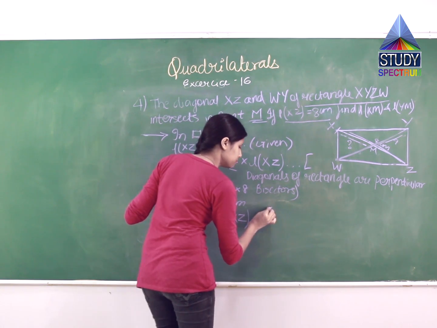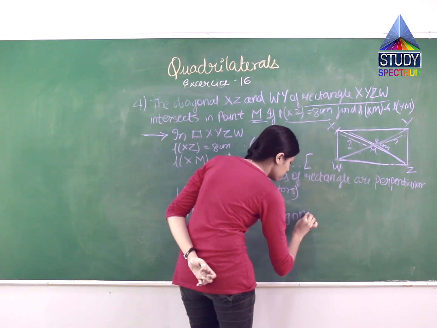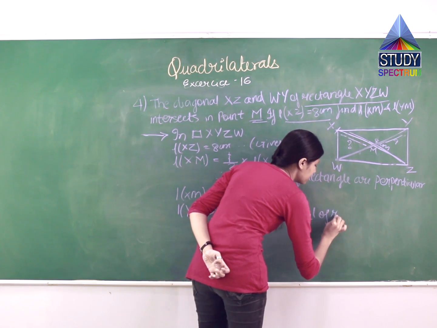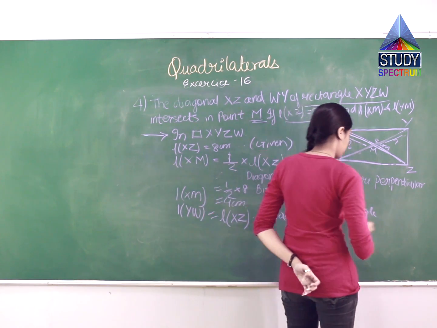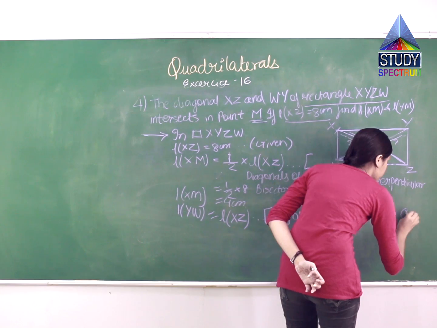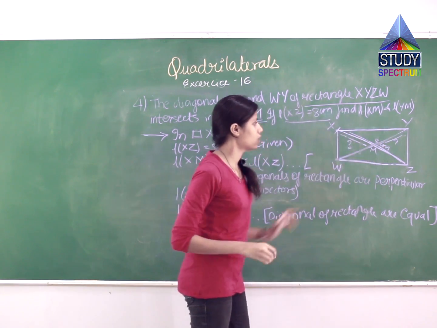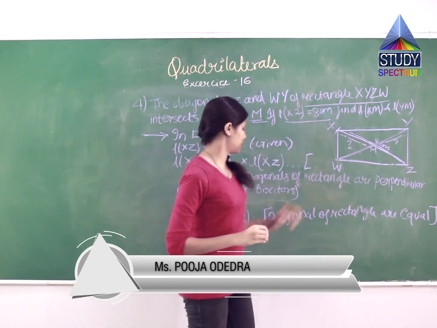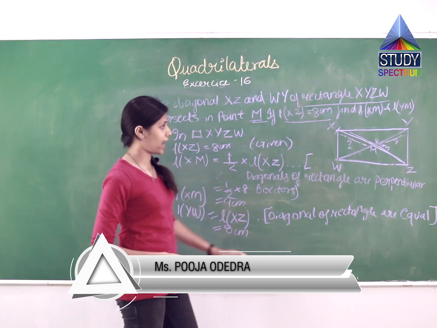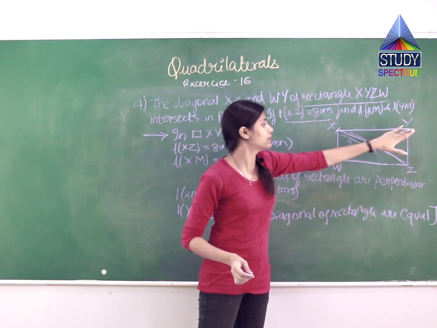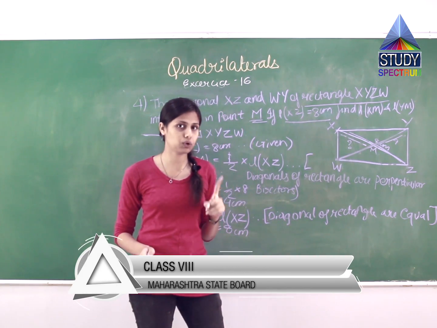So the reason: diagonals of rectangle are equal. So both are equal. So now what we have to say? This is equal to 8 centimeter, that you have to write. If YW is equal to 8 centimeter, then what is the length of YM? It will be 4 centimeter, because they are the perpendicular bisectors.